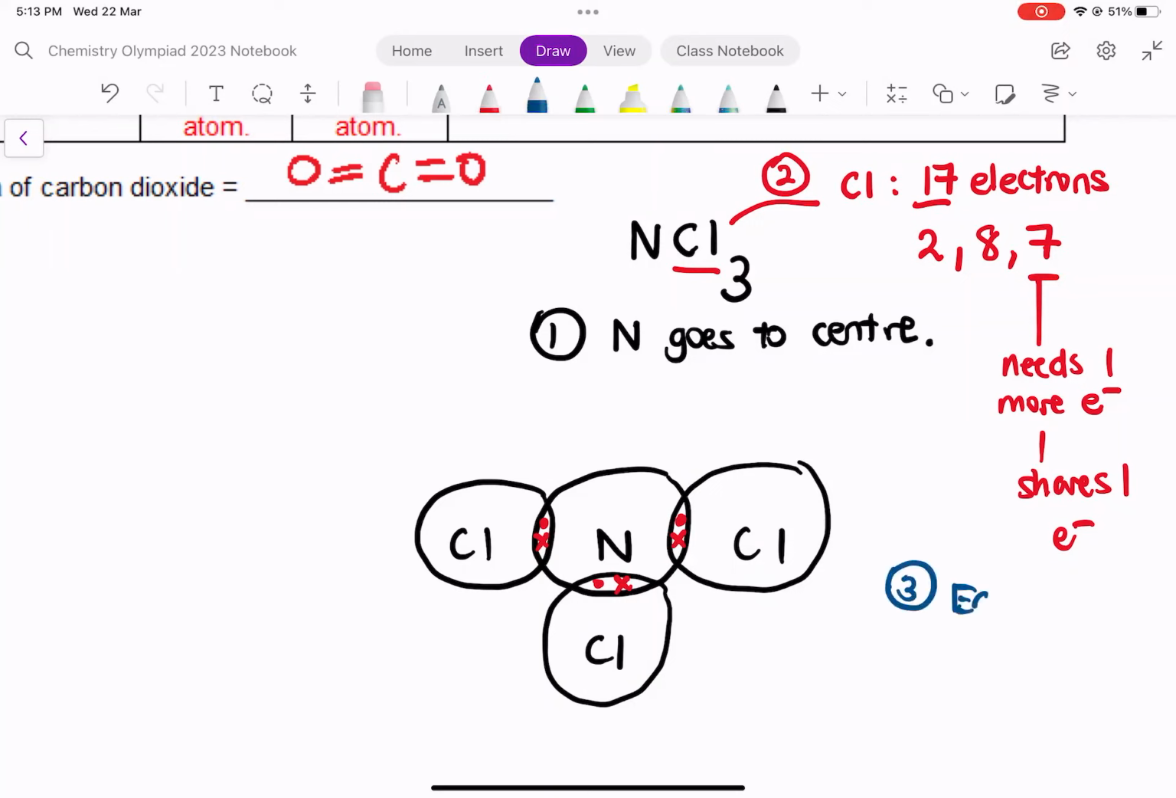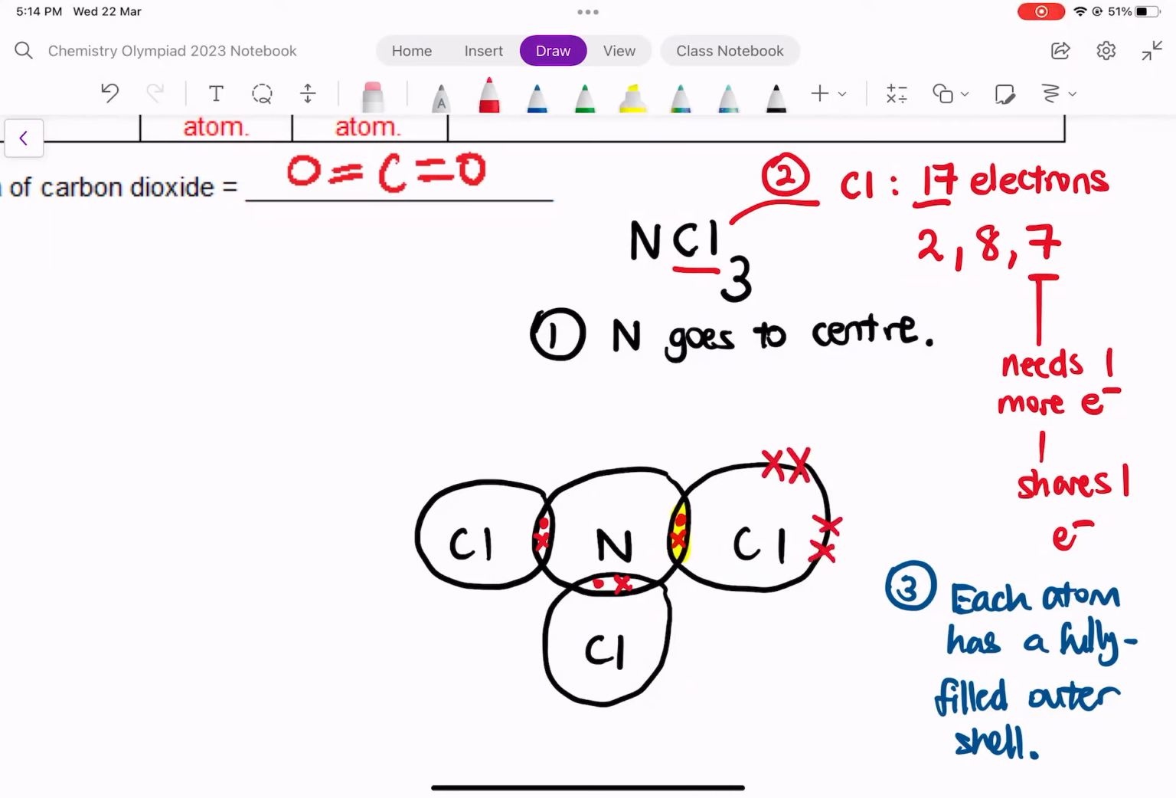You need to ensure that each atom has a fully filled outer shell. And how do I do that? I have to fill in the rest of the electrons. So chlorine, if it's fully filled, must have 8 electrons. I've only drawn 1 dot, 1 cross, meaning outside I need to draw 6 more, so that in total, I have 8 electrons in the outer shell for each chlorine.